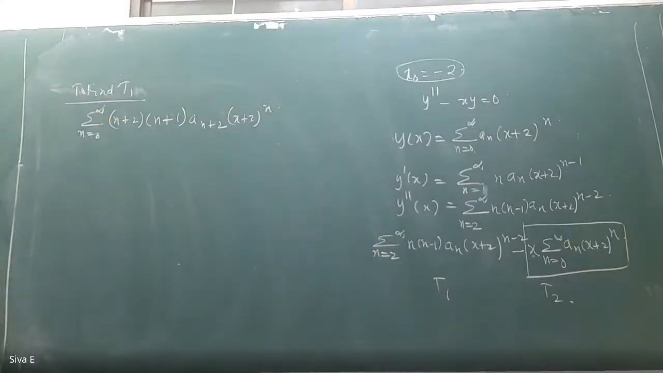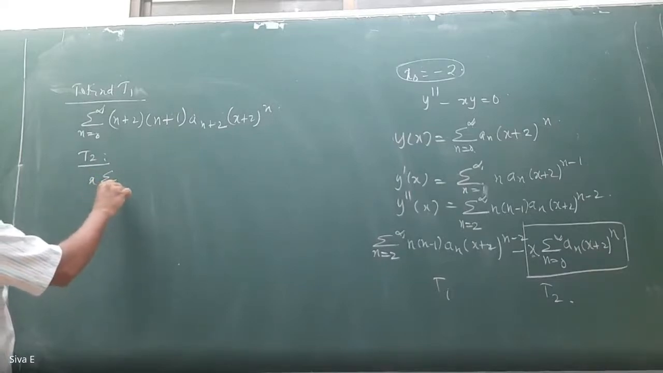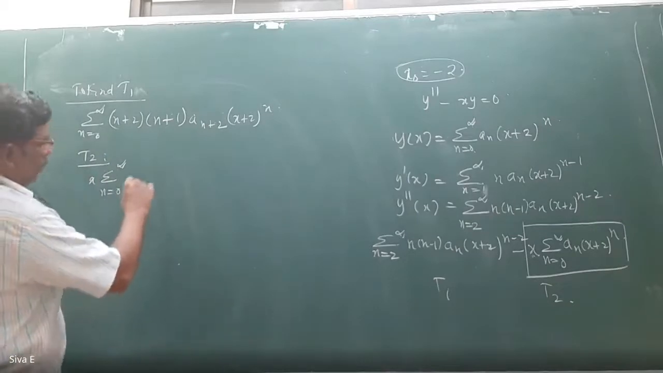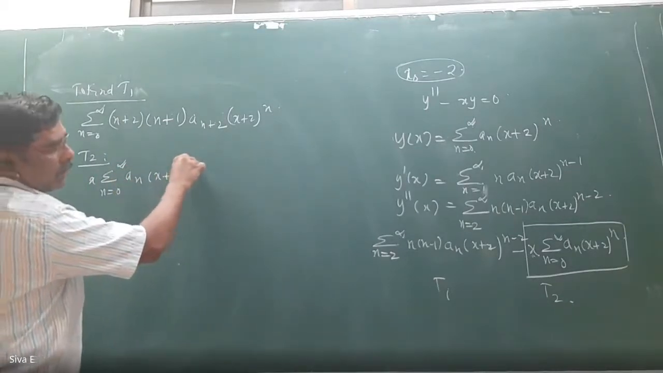Okay. Term 2. Term 2 is somewhat lengthy. Then how can we do that? So for term 2, given x summation of n equal to 0 to infinity a n x plus 2 whole power n.